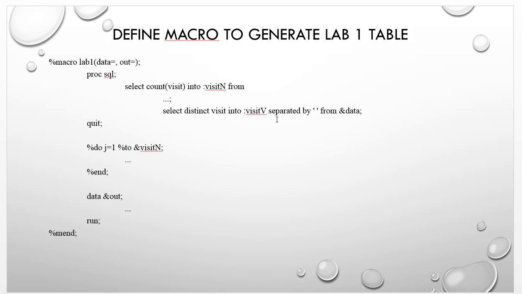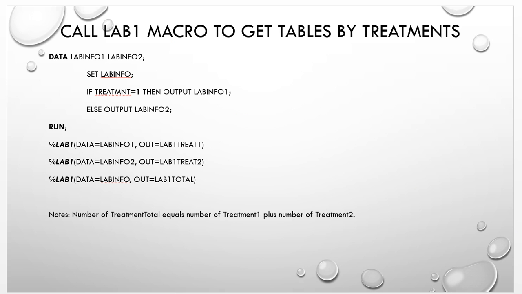I can get the name and parameter, and inside I take each column of parameters as lab data in a do loop to finish the descriptive statistic calculation. After that, I call the macro by the different treatments. Here I call the lab 1 macro based on treatment 1, anti-cancer 0, and treatment 2, anti-cancer 1, and I also combine treatment 1 and treatment 2 to get a lab total.